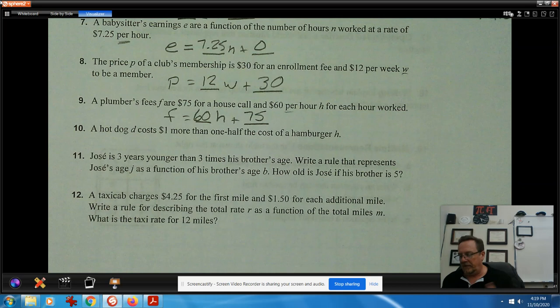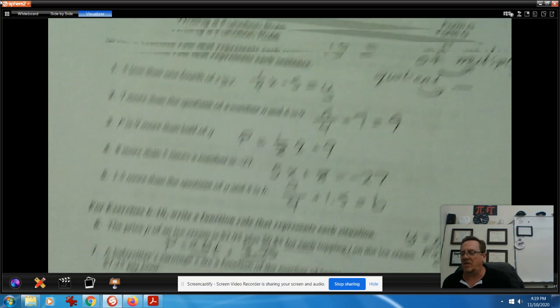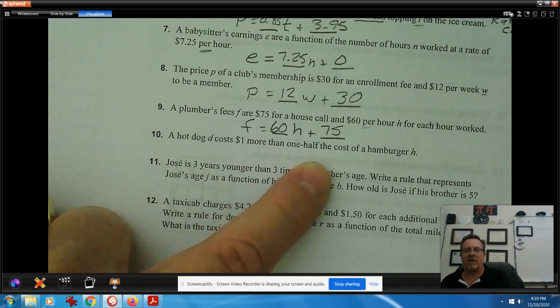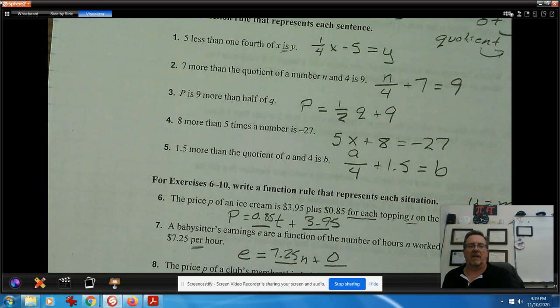This next one is a little bit different. A hot dog costs $1 more than 1/2 the cost of a hamburger, H. But this one starts going back and looking like some of these because it's using the same words. It's like more than 1/2 the cost of a hamburger, right? What did we do with the more than that was up there?